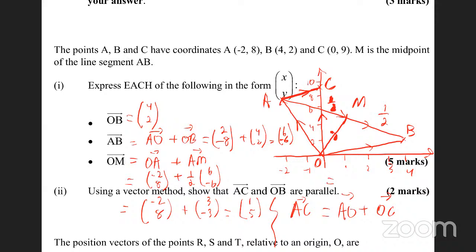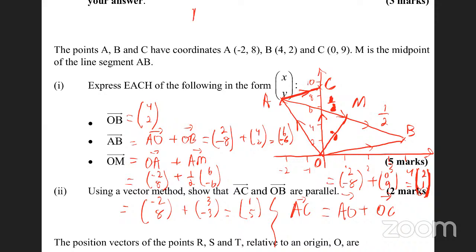Right, A to O is what? A to O is positive 2, minus 8. And O to C is what? What's OC, Diego? The X value is 0 and the Y value is 9. So we end up with 2, 1.